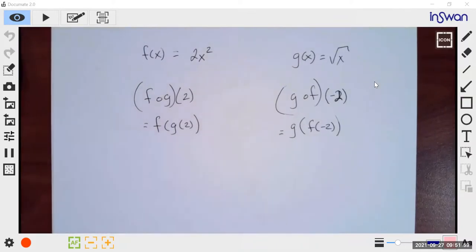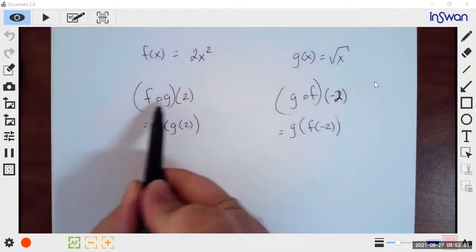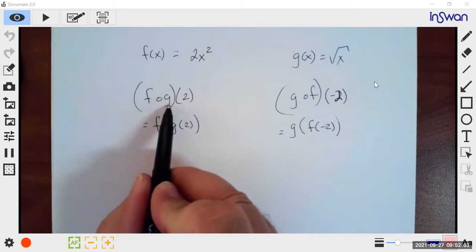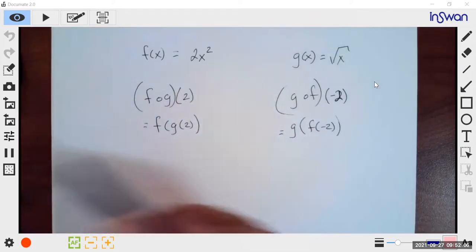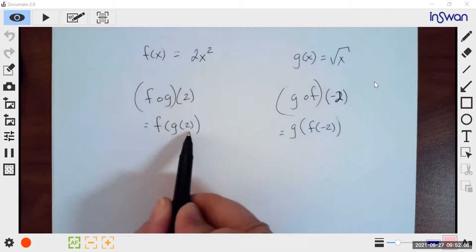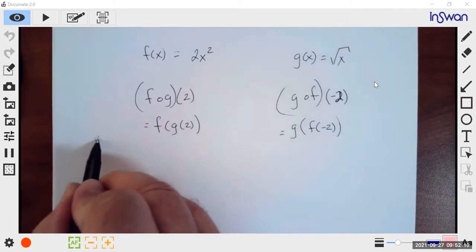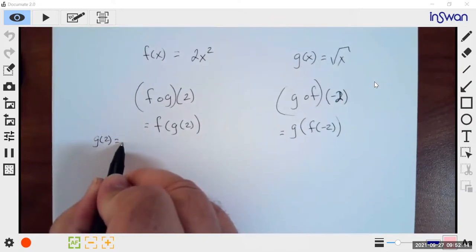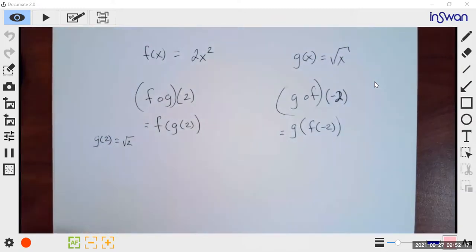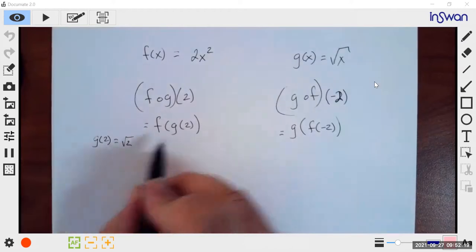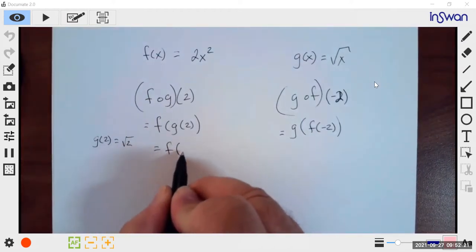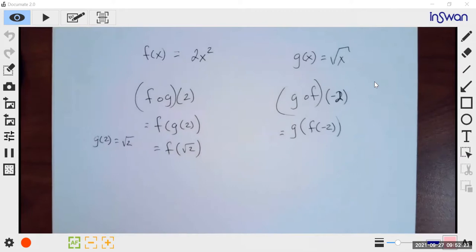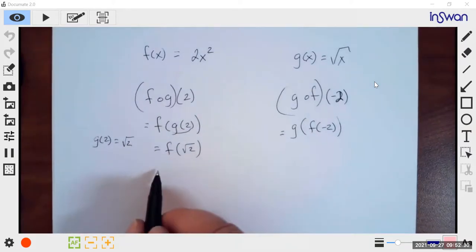Here's this one, I'll show you this one here. So this f o g method, you read right to left in this one. So first take g of 2. So whatever g of 2 is, square root of 2, whatever that is, goes inside the other function. So we have to first find this value, then plug that into the function.